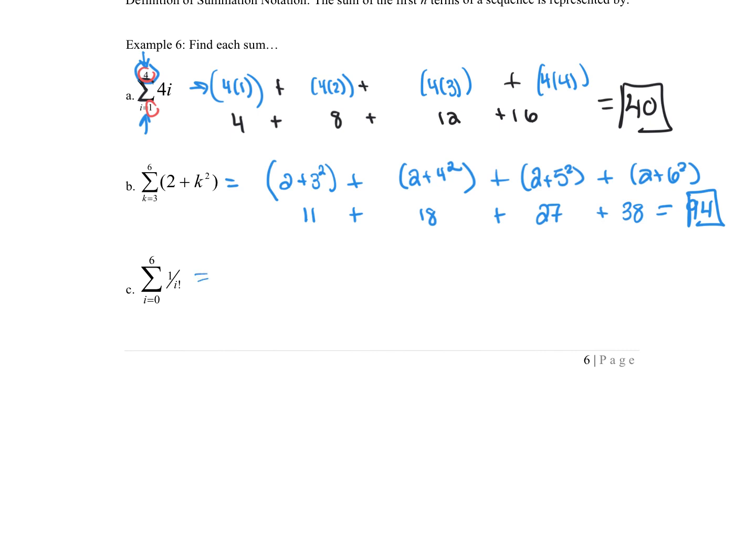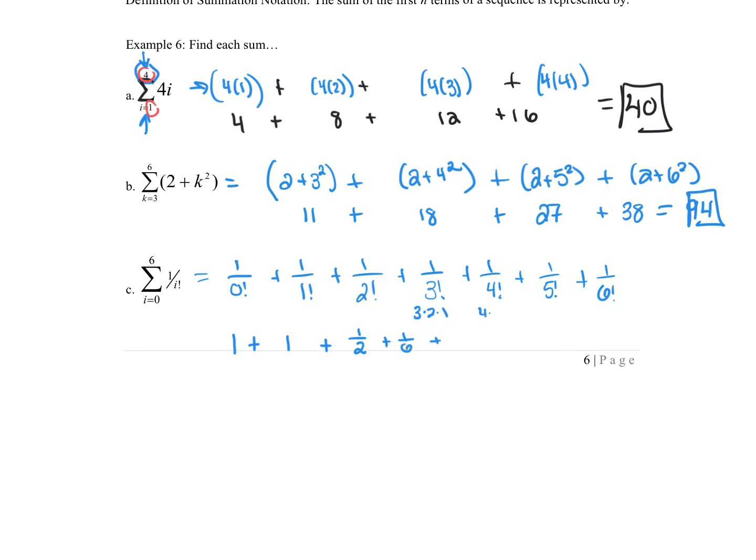So on this one, we do 1 over 0 factorial plus 1 over 1 factorial plus 1 over 2 factorial plus 1 over 3 factorial plus 1 over 4 factorial plus 1 over 5 factorial plus 1 over 6 factorial. 0 factorial is 1, so this is a 1, plus 1 factorial is 1, so this is a 1, plus 1 over 2. 3 factorial is 3 times 2 times 1, so plus 1/6. Plus, this is 4 times 3 times 2 times 1. Well, 3 times 2 times 1 is 6.